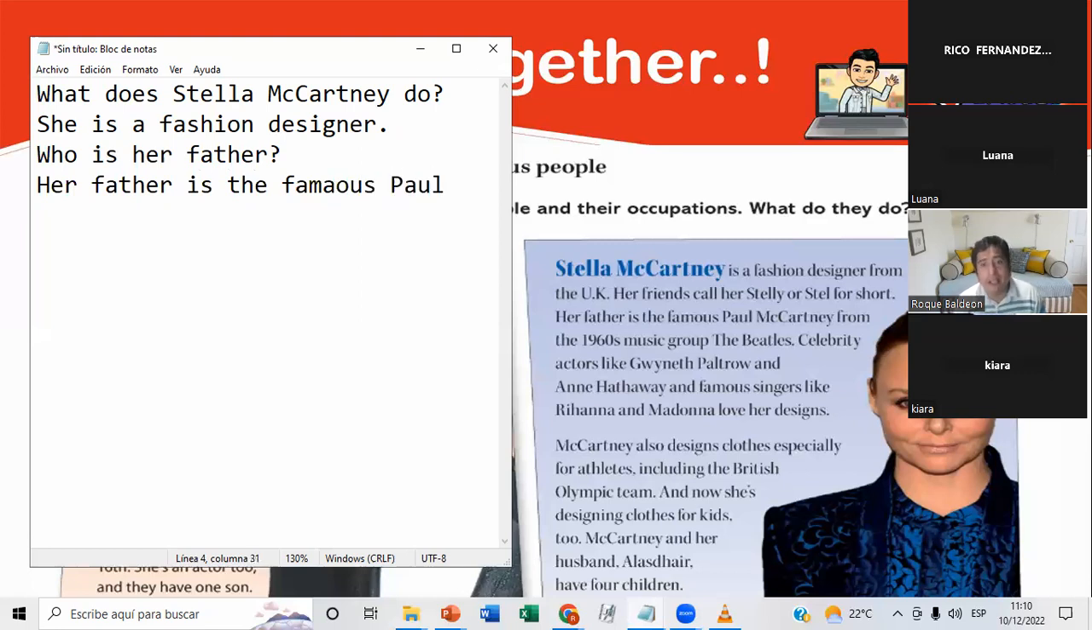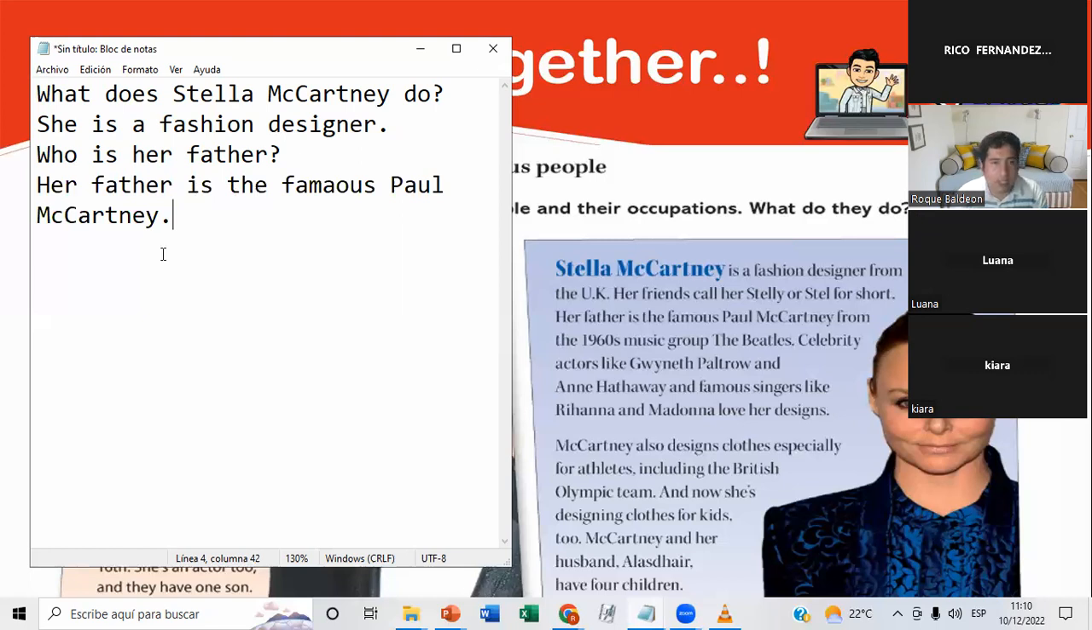¿Quién es Paul McCartney? Su father le va a empezar a hablar a Paul McCartney. Paul McCartney, good, awesome. It's very famous, ¿eh? Claro, ¿quién no conoce a Paul McCartney? Él es cantante, he's a singer de los Beatles. Ah, okay, ¿no? Her father is the famous Paul McCartney. Good, awesome, that's it.